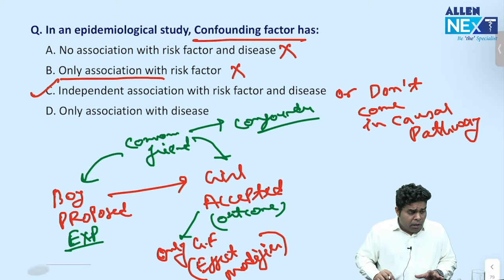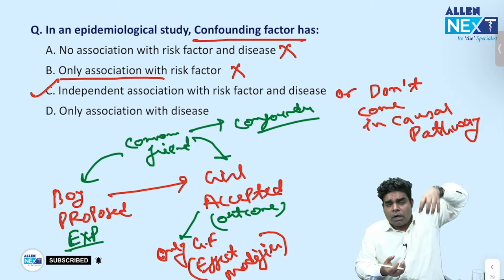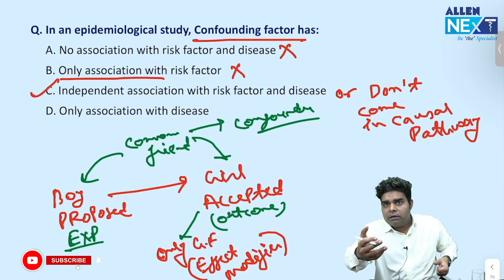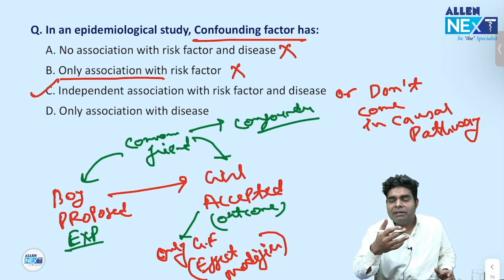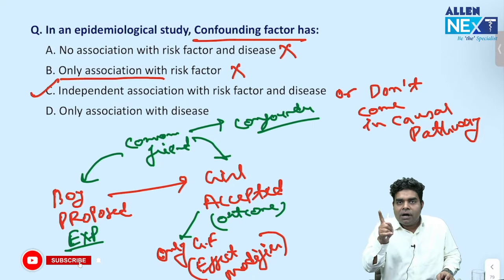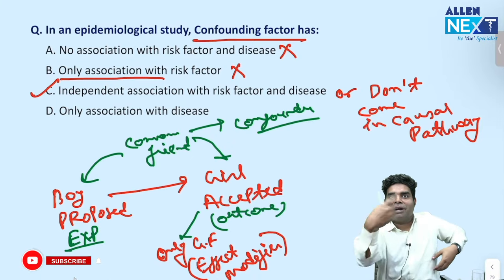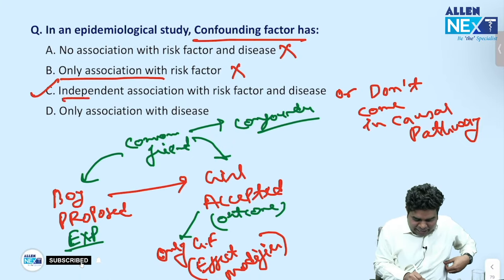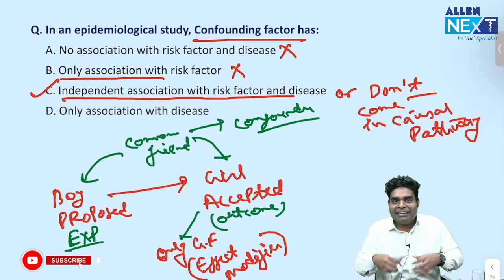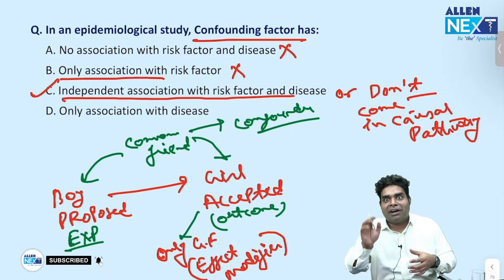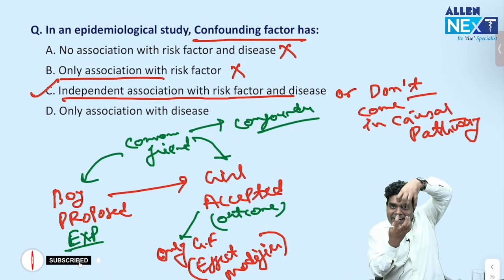Now, what do you mean by don't come in causal pathway? Do you need some friend for acceptance of your proposal? No. Like in Tinder, boy swipes, girl swipes. Even without a common friend and girlfriend, the same outcome will occur. So they are independent associations. They don't come in the causal pathway. In Tinder, there is no feedback like a 5-star rating, he performed really well, so accept him. Nothing like that. They are independent factors.